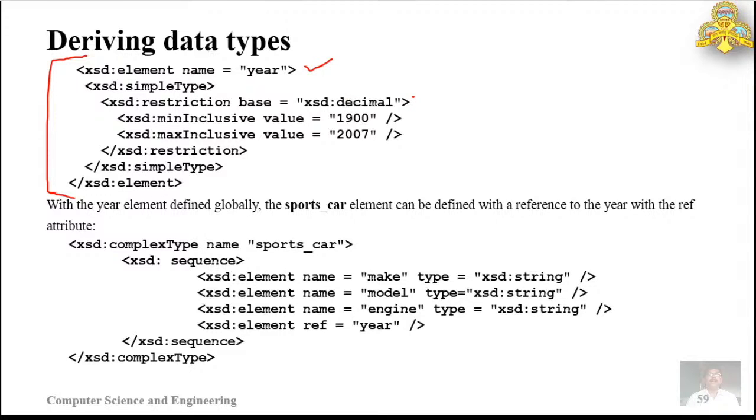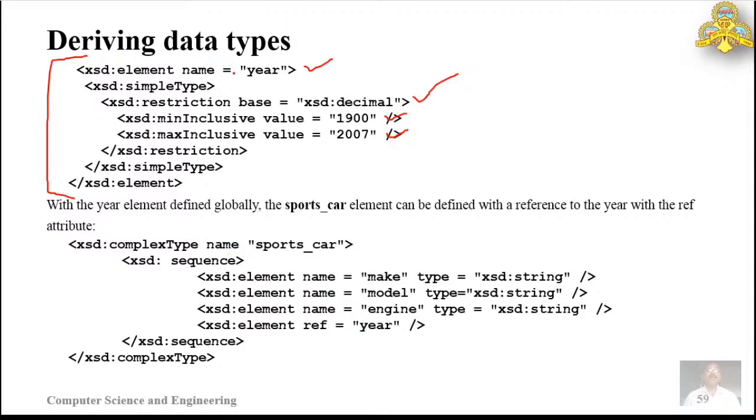It is based on the restriction base type decimal. It's a simple type defining here. Observe that the minimum inclusive value should not be less than 1900. The maximum inclusive value is not more than 2007. I am specifying a range here. That means the value provided for the year element should not be less than 1900 or more than 2007. And this is a simple type.